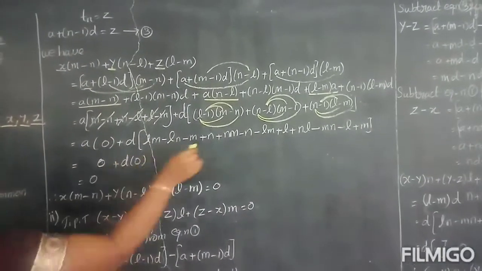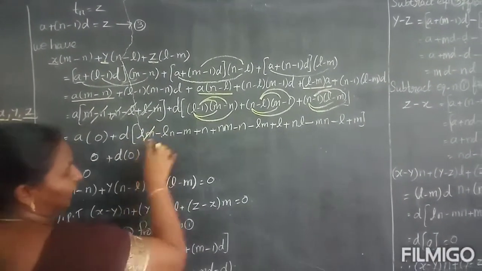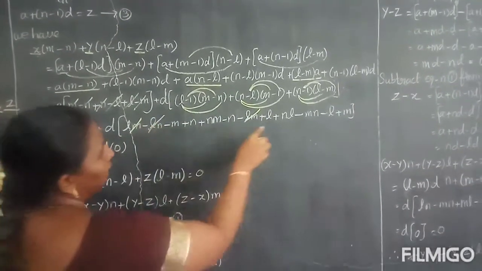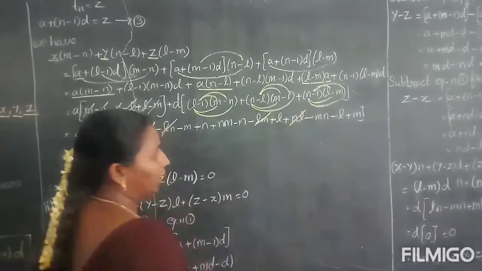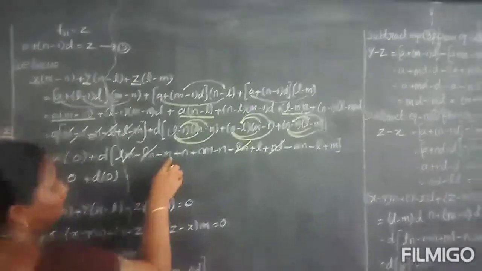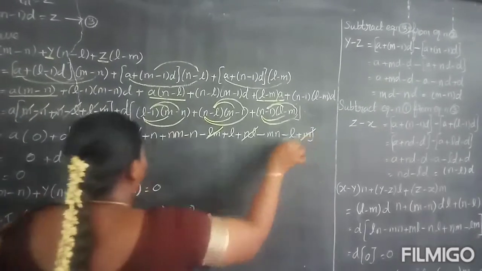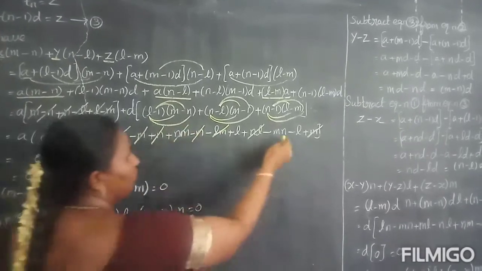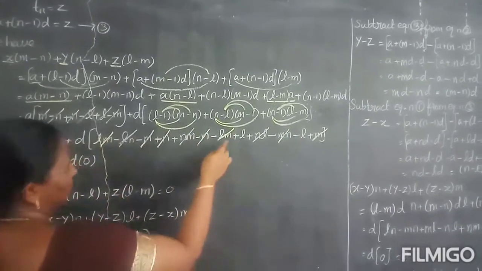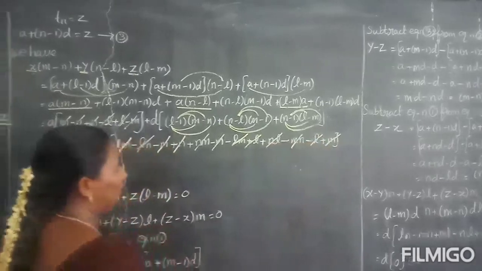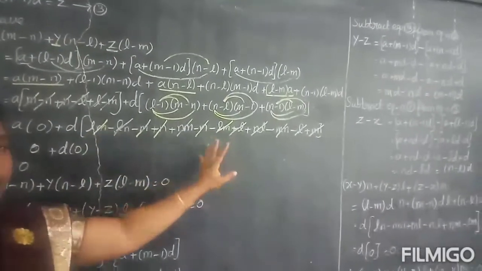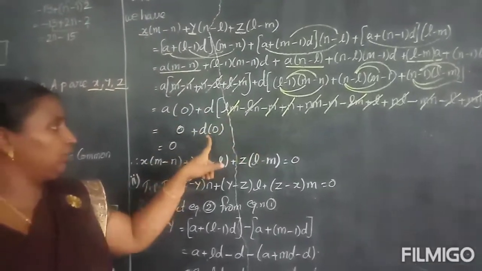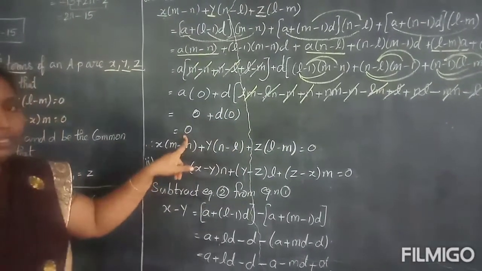Okay. So now observe the terms. lm minus lm will get cancelled. Minus ln plus nl, nl and ln both are same only. Okay. Next minus m plus m will get cancelled. Plus n minus n. Plus nm minus mn both are same, no. So get cancelled. Next plus l minus l will get cancelled. So all the terms get cancelled here. So you will get 0. So a into 0 will get 0. So d into 0 also will get 0. So the answer is 0.